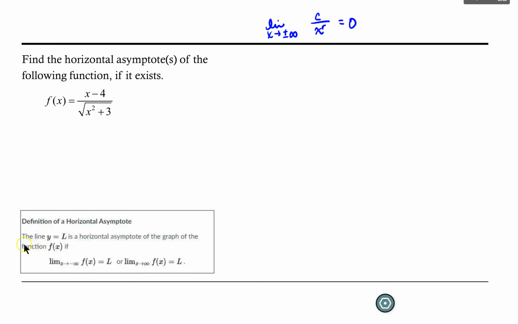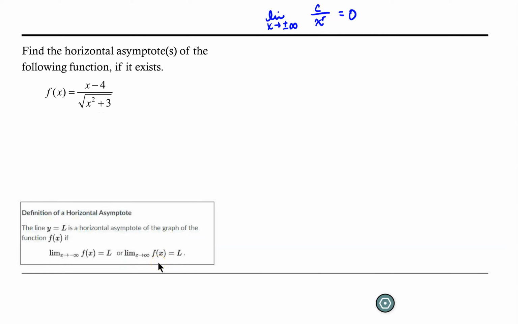horizontal asymptote. The line y equals L is a horizontal asymptote of the graph of the function f of x if the limit as x approaches negative infinity of f of x equals L, or the limit as x approaches positive infinity of f of x equals L. So if we want to find the horizontal asymptotes of this function, we will need to find the limit as x approaches negative infinity and the limit as x approaches positive infinity.